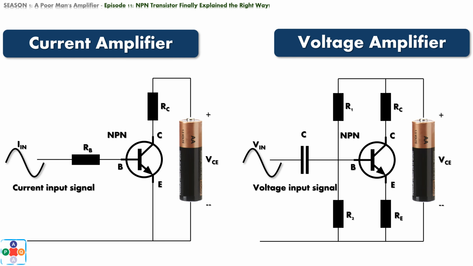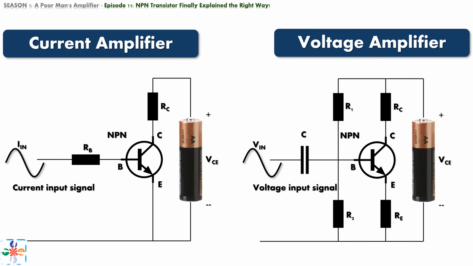Let's draw two basic schematics for a transistor as an amplifier. On the left-hand side you have a basic current amplifier. On the right-hand side, you have a basic voltage amplifier. You can see that the circuit design differs significantly, depending on whether we amplify current or voltage.